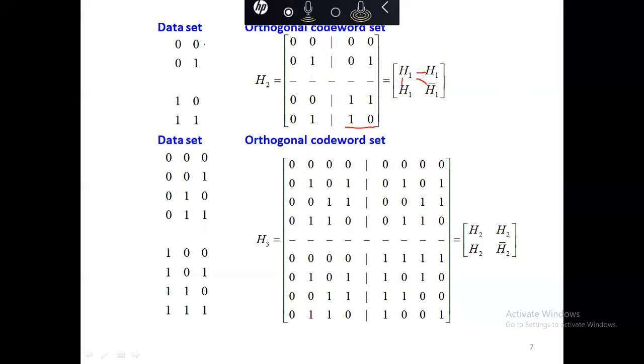So these represent the orthogonal sequences of 4 different symbols in the data set. These are represented by 4-bit sequences. Similarly, we use Hadamard matrix 3 for the representation of 3-bit data set having 8 symbols.